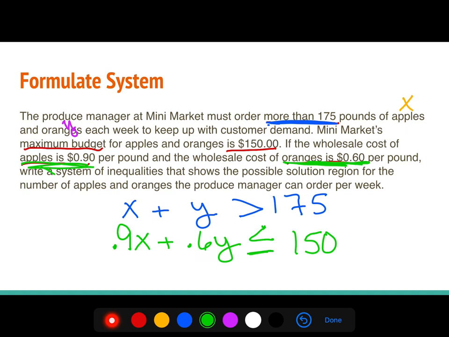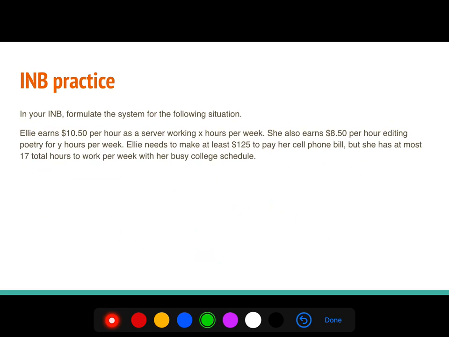Well, look at that. We have our two inequalities. Our apples plus our oranges have to be more than 175 pounds. And then we have our cost of 90 cents a pound for apples and 60 cents a pound for oranges. It's got to be less than or equal to $150.